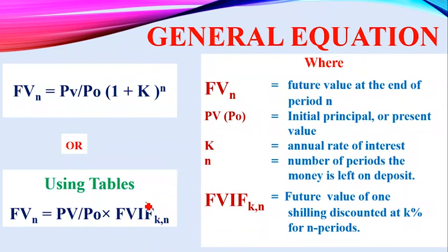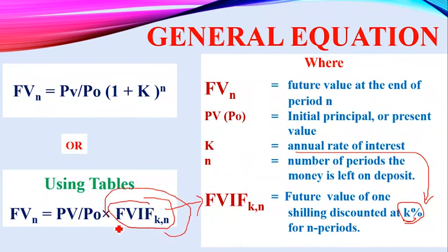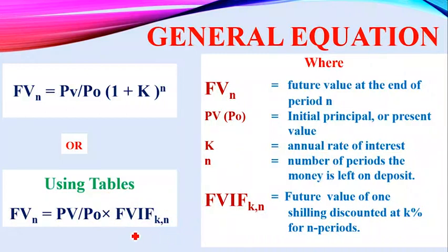But now, what is this FVIF? The FVIF here represents the future value of 1 shilling compounded at K%. K% here is the required rate of return, or basically the annual rate of interest that we are talking about. This 1 shilling is invested for a period n, where n represents the number of years or months, how long you are investing that particular amount. This figure, the FVIF, is normally obtained from the finance tables, which I'm going to show you later how it is determined.